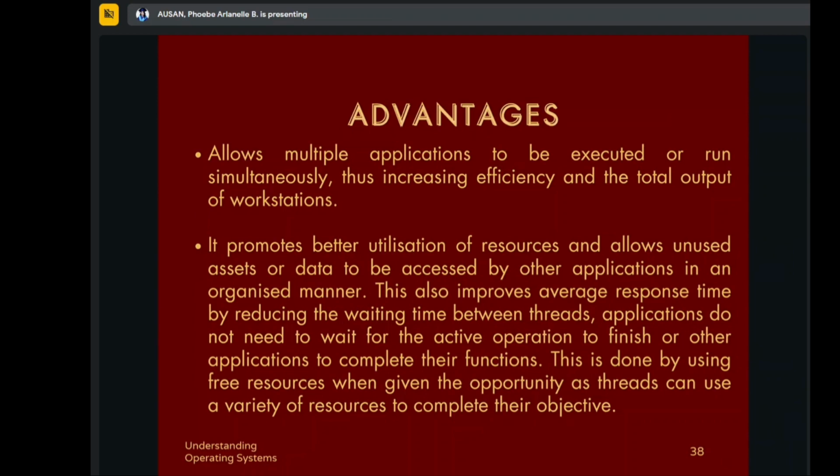Unlike sa ganihan, gi-explain, di ba? Kailangan nga naay maghuwat nga mahuman na isa ka process. Concurrency does not need to wait. This is done by using free resources when given the opportunity, as threads can use a variety of resources to complete their objectives. Next, please.